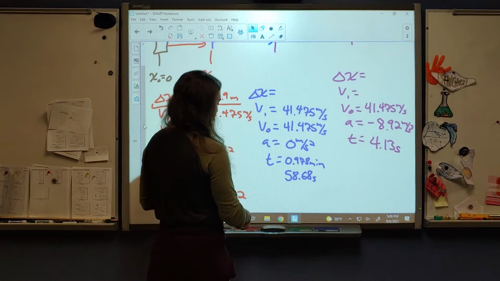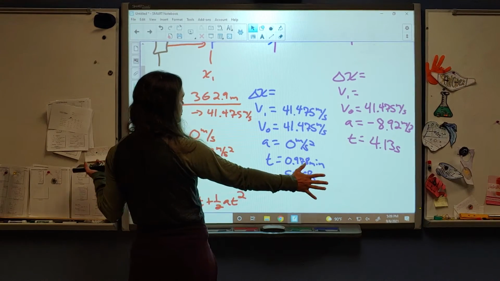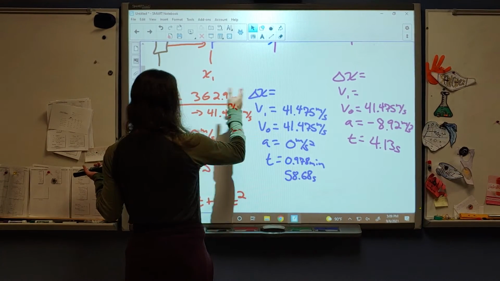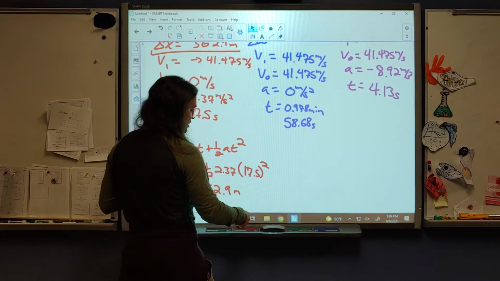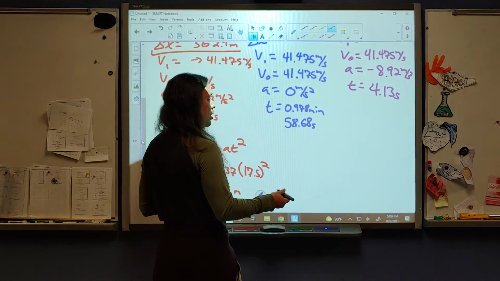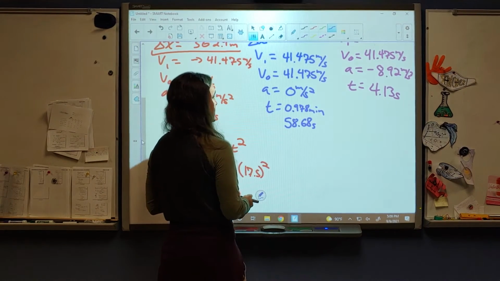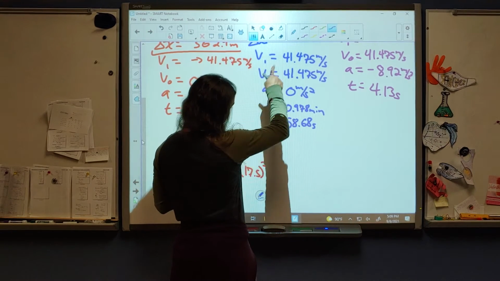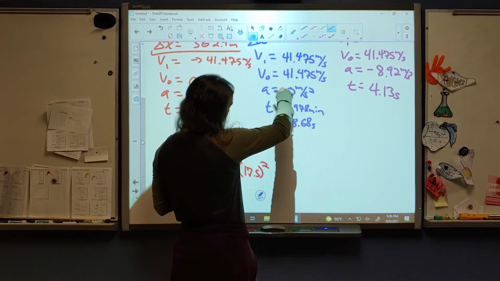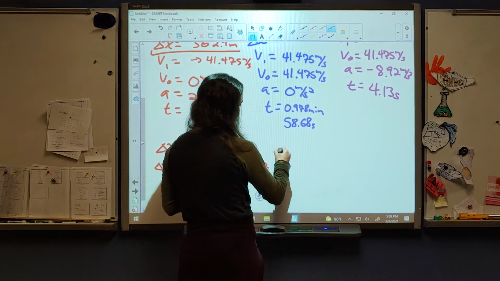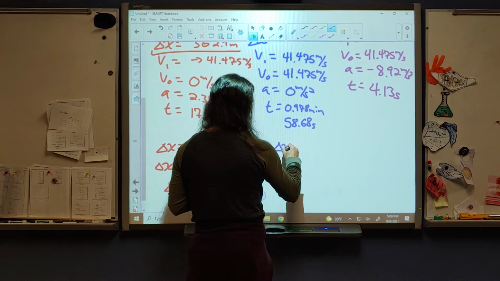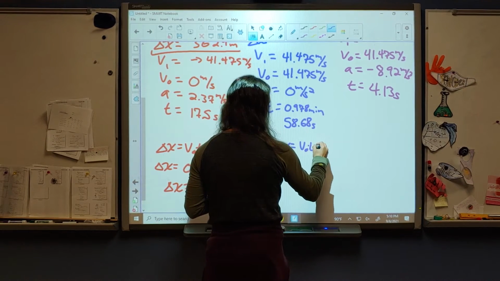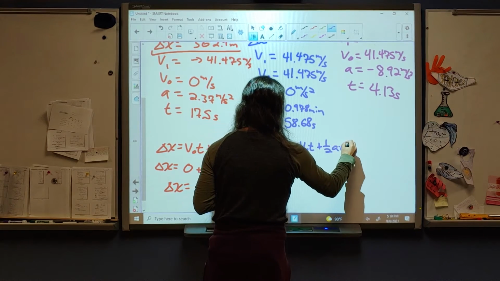Okay, now let's look in the blue section. Well, we've got just a whole bunch of information, so I'm just going to use pretty much the same equation. We just need to use one that has delta x in it, and given a little bit of knowledge that I have because of how the 0 is going to work, we're also going to need to include the time. I'm going to go with equation number 2, delta x equals v naught times time plus 1/2 at squared.